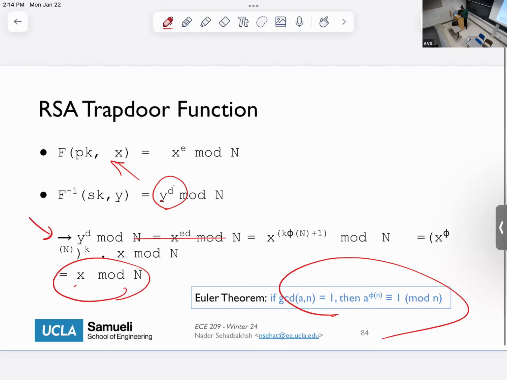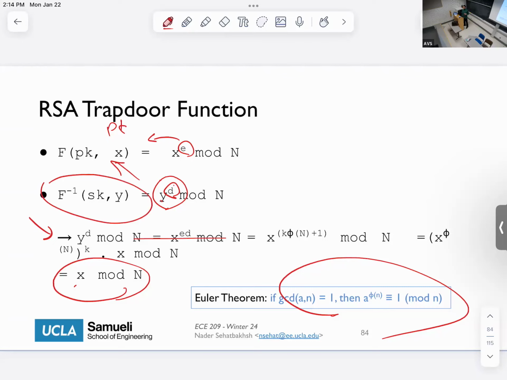Okay, so based on this, what are f and f inverse? f is essentially x to the power of e modulo n. That's all you need to do. And f inverse is the opposite of that: y to the power of d modulo n. Everybody knows e because e is part of the public key, so everybody can compute f. In other words, everybody can encrypt, but nobody can decrypt because nobody knows d. Only the receiver knows d. As a result, only the receiver can compute f inverse, right?